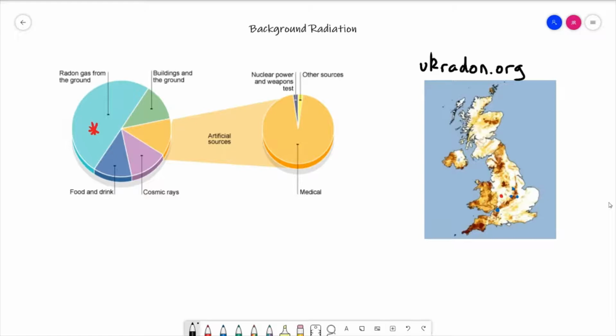so where I live it's perfectly safe. Now the problem with radon, obviously it seeps out the ground, especially if you've got a basement or a cellar or something along those lines. The radon gas can seep into that area.